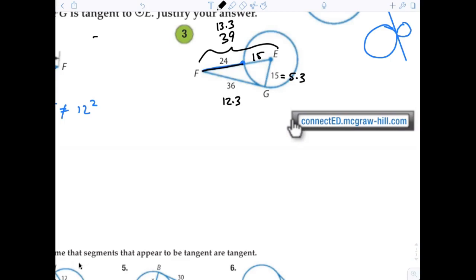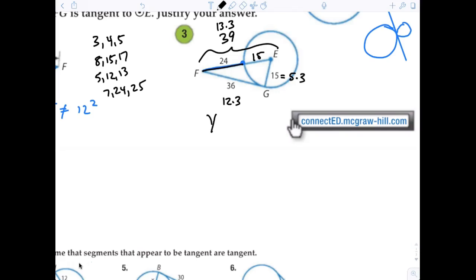Again, just to make sure, you want to write them down: 3, 4, 5, 8, 15, 17, 5, 12, 13, and then the other one is 7, 24, 25. There's a couple more, but generally I've found these are the problems that are in the book. So in this particular case, you can clearly see that a squared plus b squared is equal to c squared.